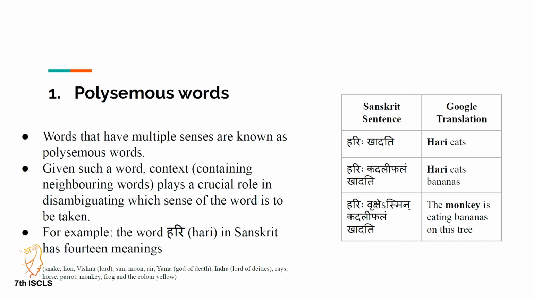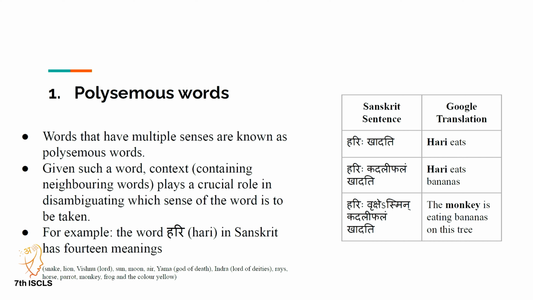Words that have multiple senses are known as polysemous words. Given a polysemous word, the context, that is, the neighboring words, plays a crucial role in disambiguating which sense is to be taken. For example, the word hari in Sanskrit has 14 meanings. When I gave these sentences to Google Translate, this is what we received.